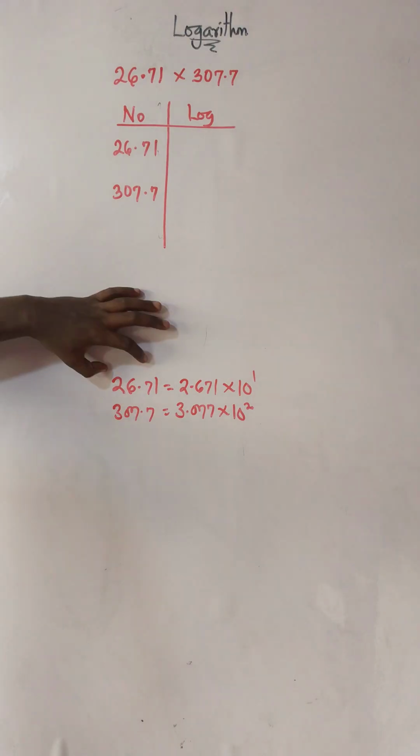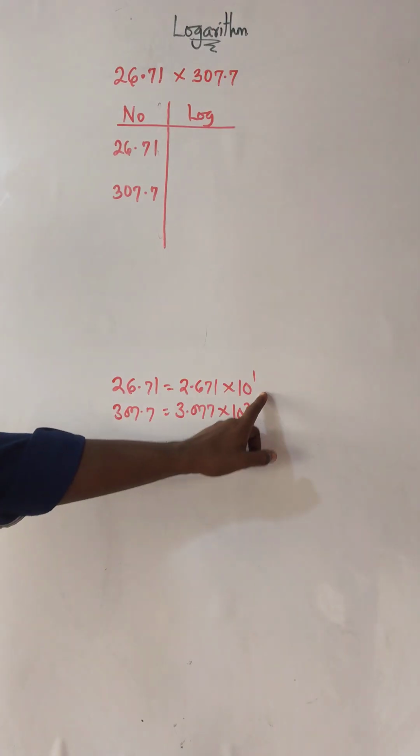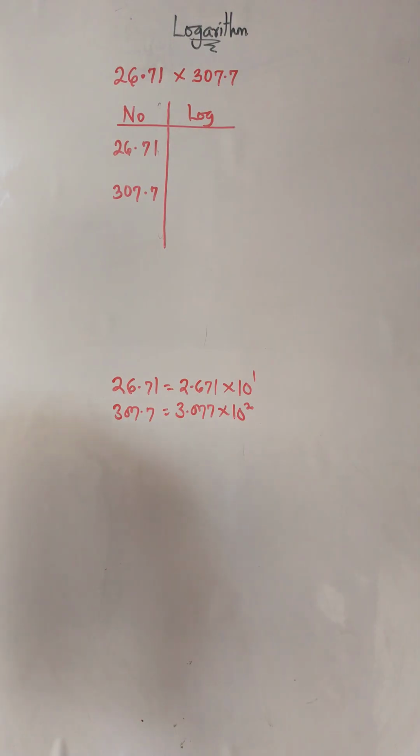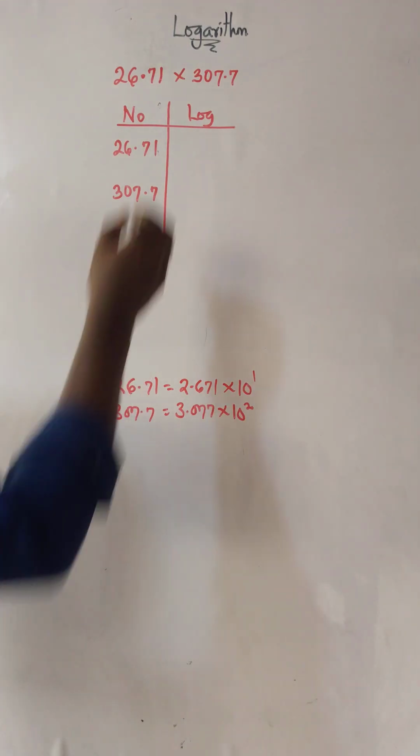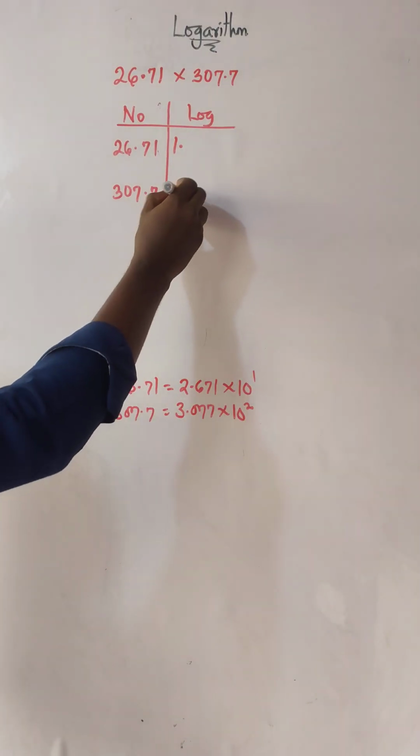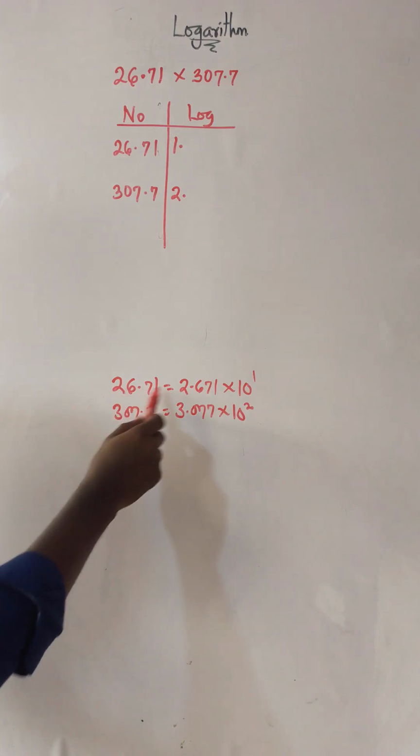So the logarithm of the whole of this is the log of this plus the log of this. The log of 10 to the power 1 is 1, and the log of 10 to the power 2 is 2, if the base is 10. And in this case, the standard base is 10. So the power here, we write it here as 1 point, and here also we write 2 point. So we go to the logarithm table, and we neglect decimal points.